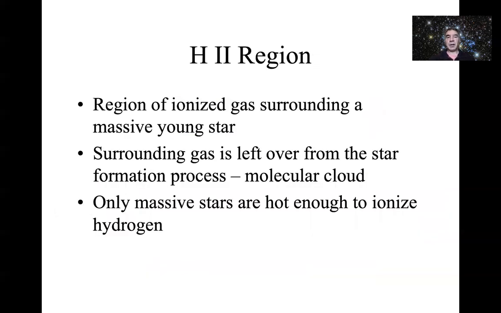So just to recap, an H2 region is a region of ionized gas that surrounds a massive young star that has recently formed out of the collapse of a molecular cloud. And so it's the leftover gas in that surrounding molecular cloud that is ionized and forms the H2 region. Okay. I should explain H2 once more. This is spectroscopic notation for ionized hydrogen. Okay, so H Roman numeral 1 is atomic hydrogen, H Roman numeral 2 is ionized hydrogen. And it's really only the massive stars that are hot enough to ionize hydrogen.